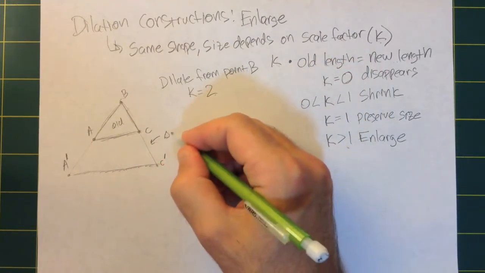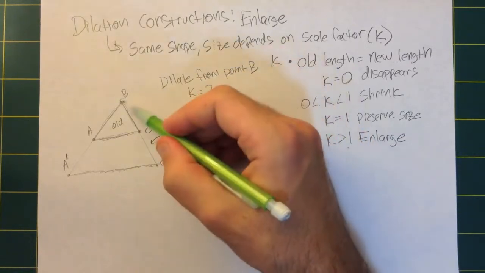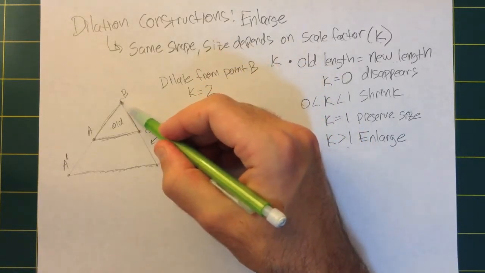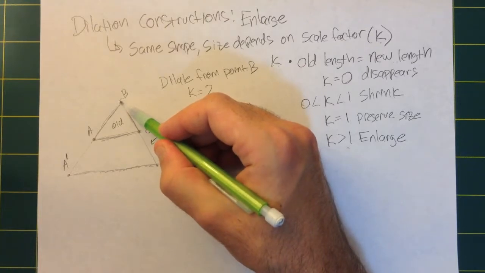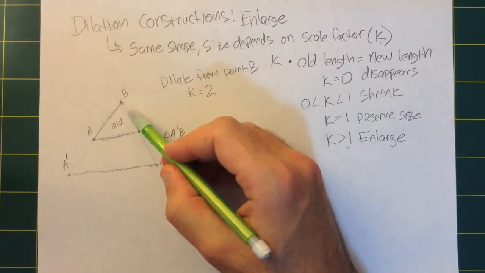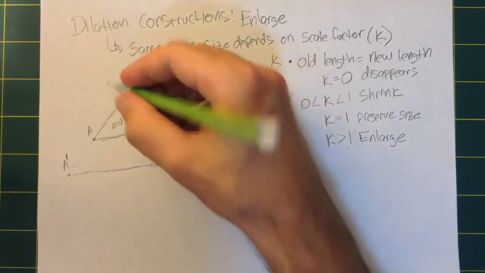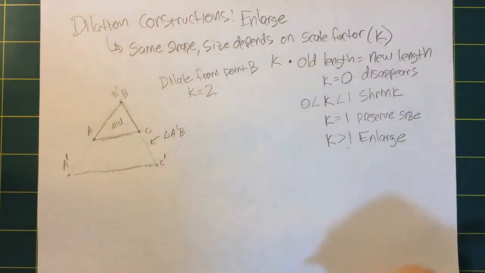Now I have my old triangle, and triangle A prime, and I guess we should say what happens to B prime. If B gets dilated from point B, there's no distance. B is on top of itself. And so when you double nothing, you still have nothing. There's no distance between B and itself. So if I was to scale it by a factor of 2, it doesn't go anywhere. It just stays there. So this is also B prime.